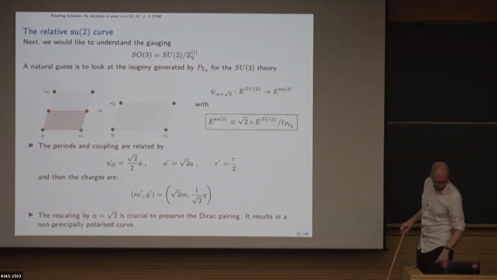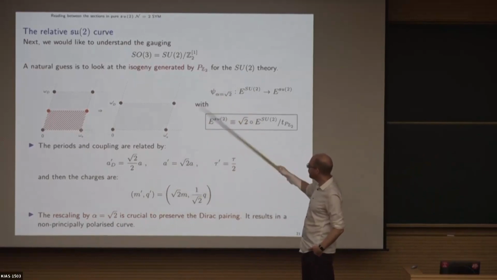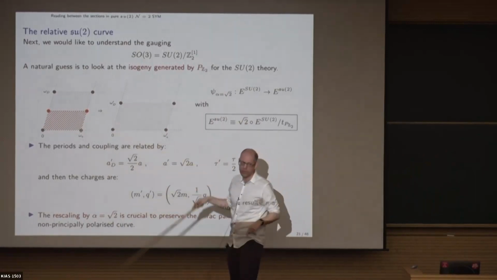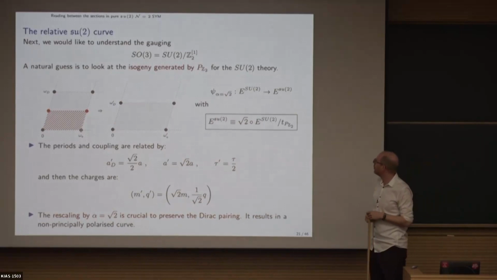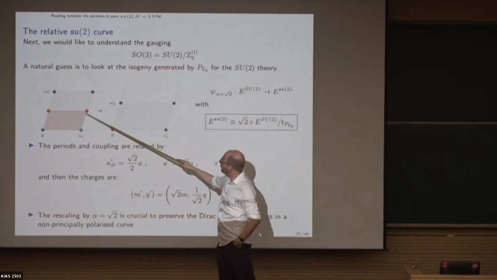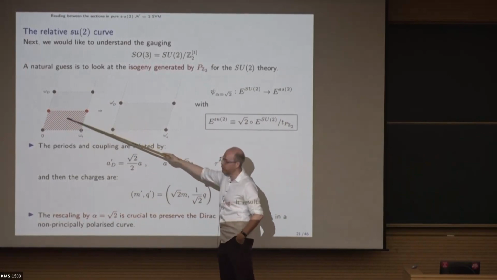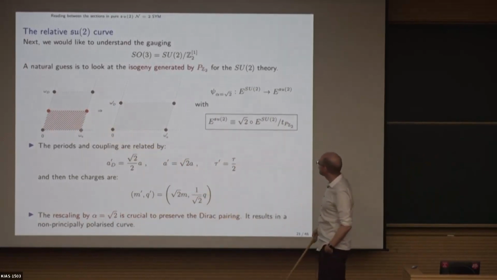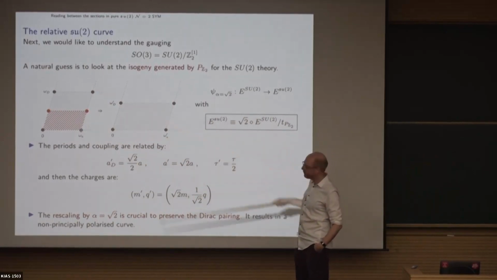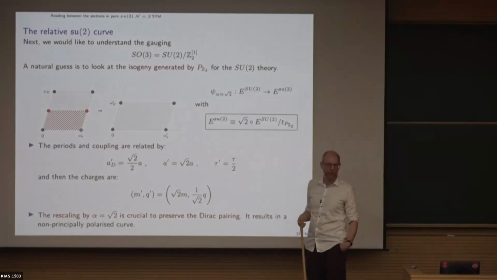Okay, so next we would like to understand the gauging to get the SO(3) theory. The natural guess is to look at this isogeny: since I just said the one-form symmetry is a torsion action along the fiber, let's just quotient the fiber by this action and we should be done, right? So let's try that. You can define an isogeny like this. For this torsion section of SU(2), it is literally this point here. Then I quotient and I have this smaller fiber. But it's important to rescale the whole thing by a square root of 2 factor, which is this thing. Why do I need to do that? This is dictated by the physics, because I need to preserve the Dirac pairing.